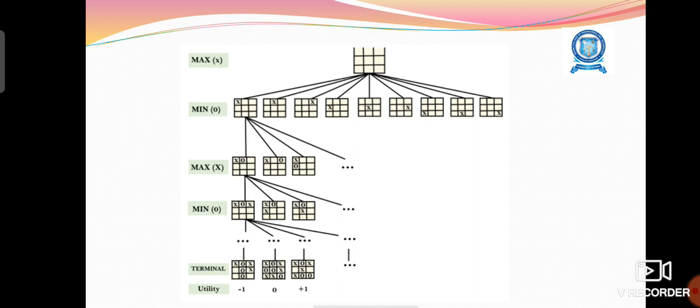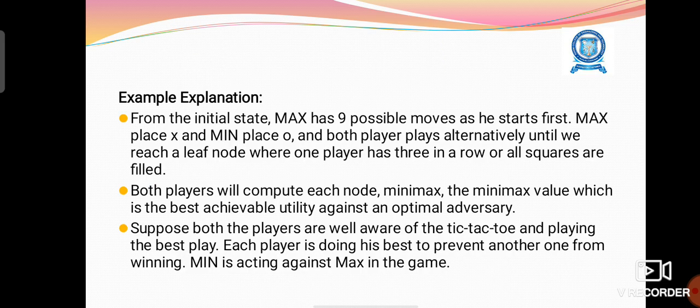The final state is a win, lose or draw. So all the successors will represent all possible options for the next move, the possible moves that can be performed by the players. From the initial state, max has 9 possible moves and he can start first. Max plays X and min plays O.